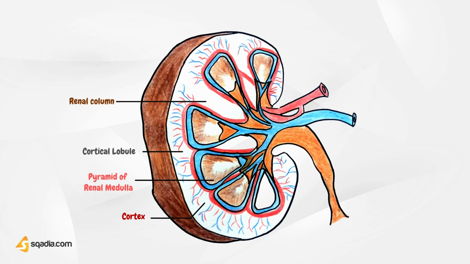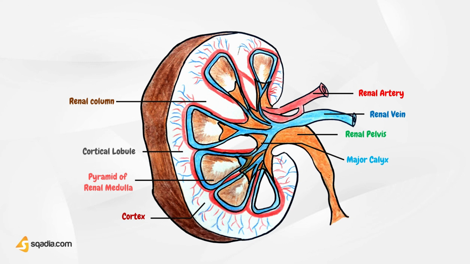The renal sinus is a space that extends into the kidney from the hilus. It contains branches of the renal artery and tributaries of the renal vein. And third is the renal pelvis.